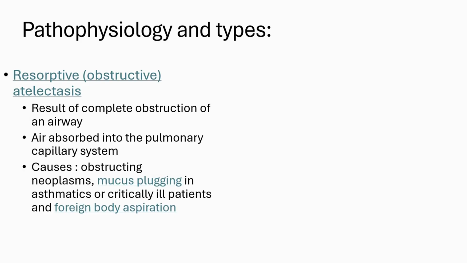Now the pathophysiology, and depending on the pathophysiology, the type of collapse. First is the resorptive type. What happens in the resorptive type? That is the obstructive type. As the name suggests, there is a complete obstruction of the airway. Due to the obstruction, there is resorption of air from the alveoli into the capillary system. Slowly this results in collapse, and the causes are obstructive neoplasm, mucus plugging in asthmatic patients, and foreign body aspiration. These are the causes of resorptive or obstructive collapse.